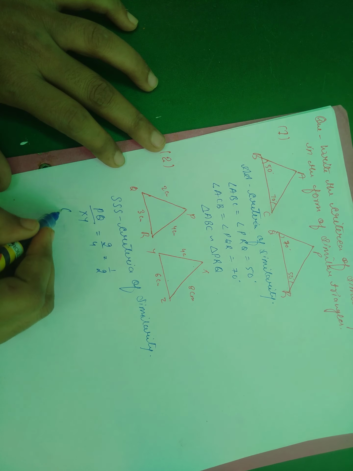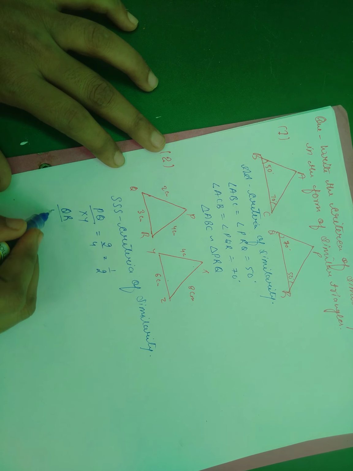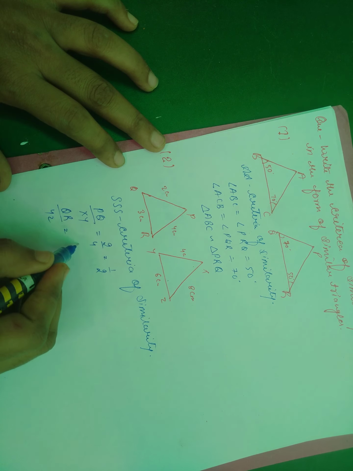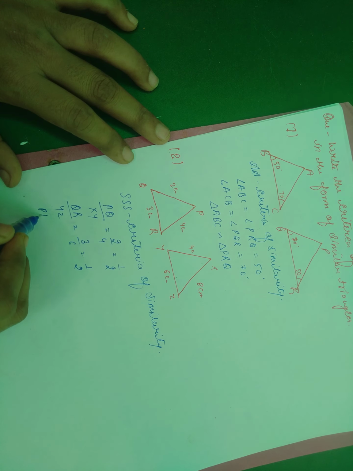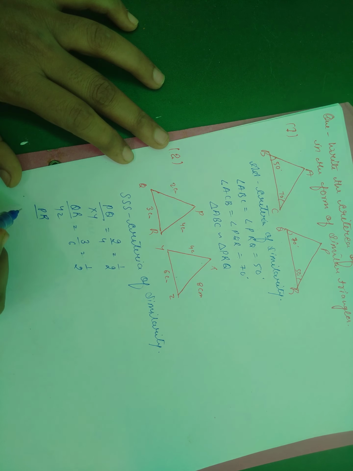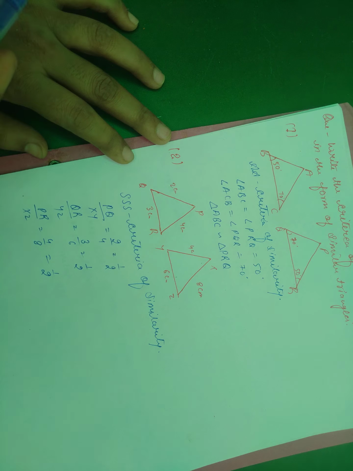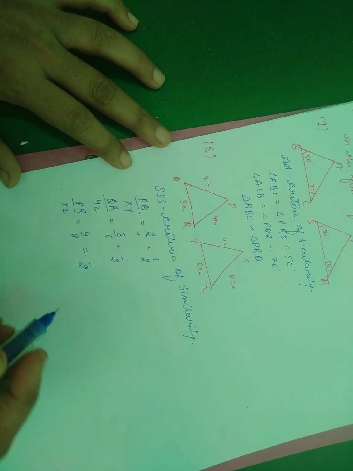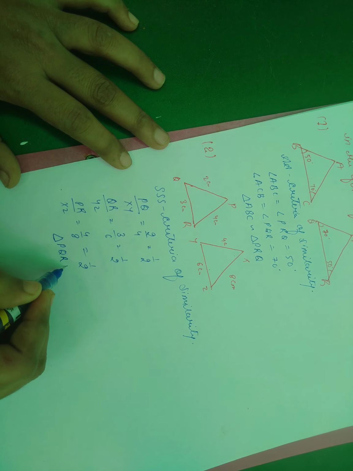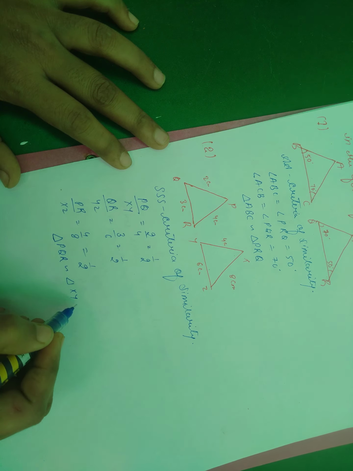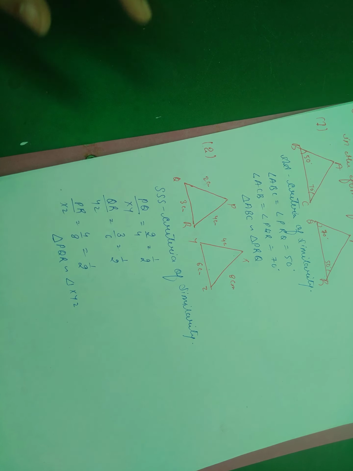Again, QR by YZ. QR is 3, YZ is 6, again it will give 1 by 2. And PR by XZ. It will give 4 by 8, meaning 1 by 2. So their corresponding sides are in the same ratio. So here the SSS criteria of similarity holds, and how can we write it? We can write it as triangle PQR is similar to triangle XYZ.